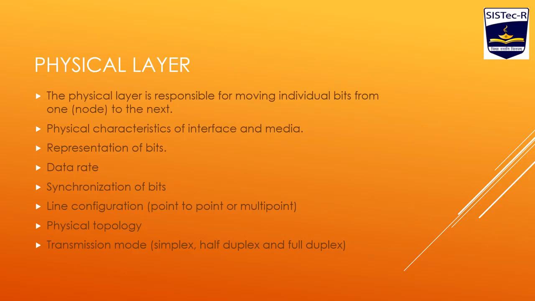In simplex, only one device can send, or at a time only one device can receive, one-direction data. Either the device can send or the device can only receive. Half duplex: in half duplex, two devices can send and receive, but not at the same time. Okay. In full duplex, two devices can send and receive at the same time. So this is also done by the physical layer, which type of transmission mode is going to be used.